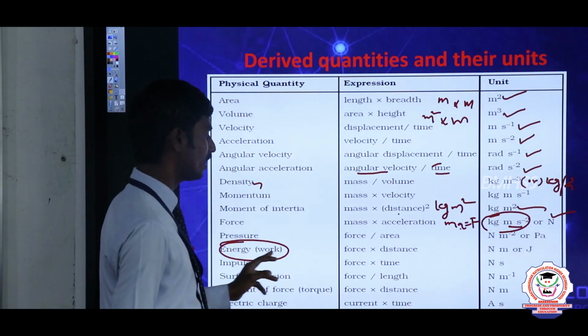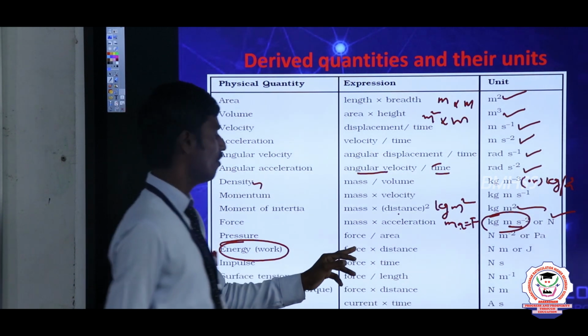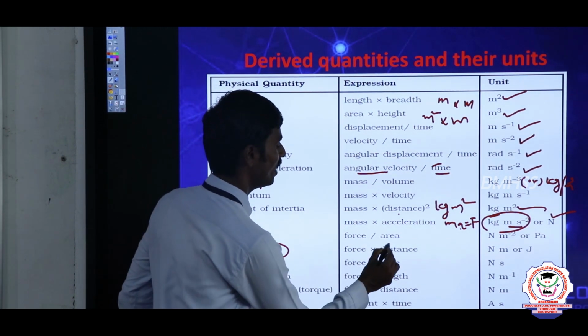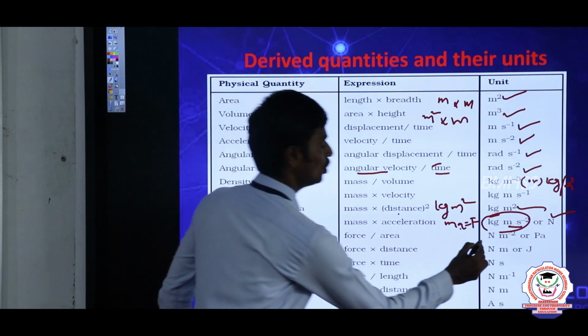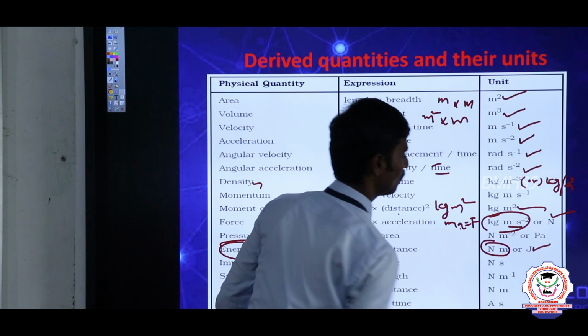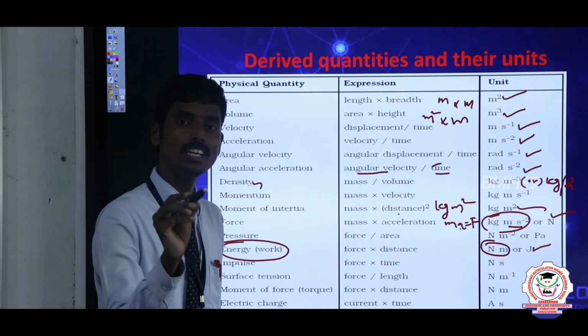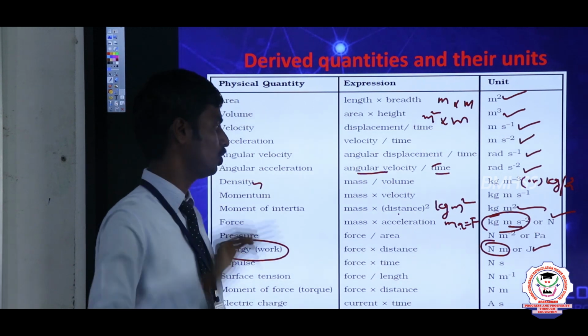What is the formula for work? Force into distance. The same value as energy. What is the unit of force? Newton. Distance, meter. So Newton meter, in other words we are calling it 1 joule. It's a very important expression.